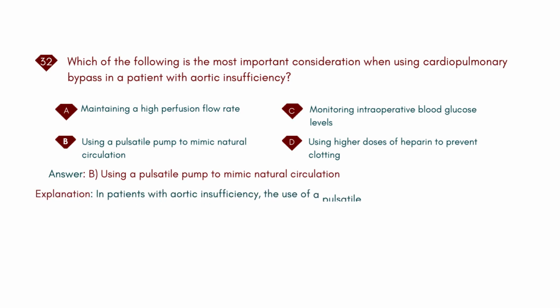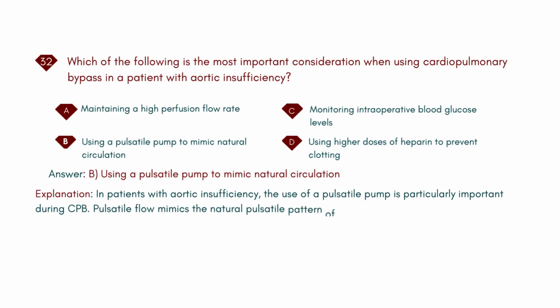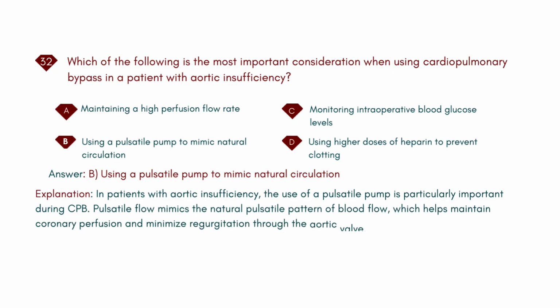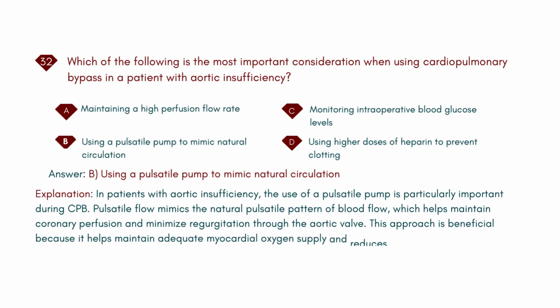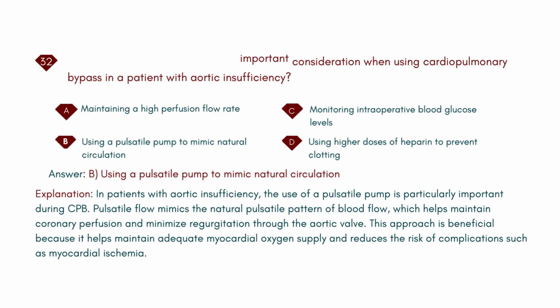Explanation: in patients with aortic insufficiency, the use of a pulsatile pump is particularly important during CPB. Pulsatile flow mimics the natural pulsatile pattern of blood flow, which helps maintain coronary perfusion and minimize regurgitation through the aortic valve. This approach is beneficial because it helps maintain adequate myocardial oxygen supply and reduces the risk of complications such as myocardial ischemia. Which of the following is true regarding the use of retrograde cardioplegia during cardiopulmonary bypass?